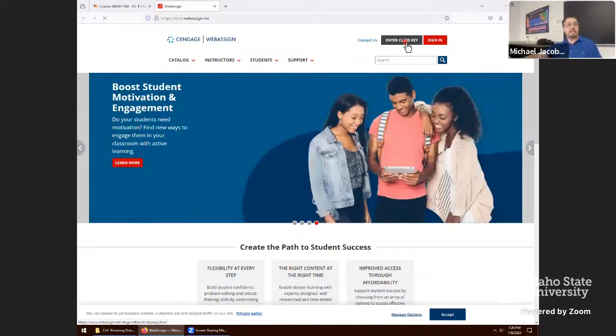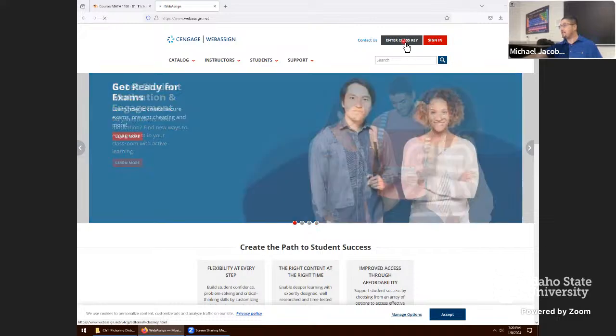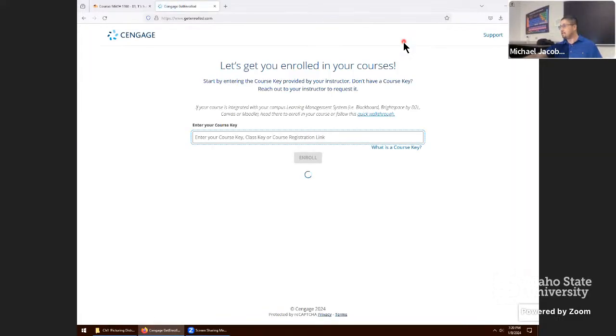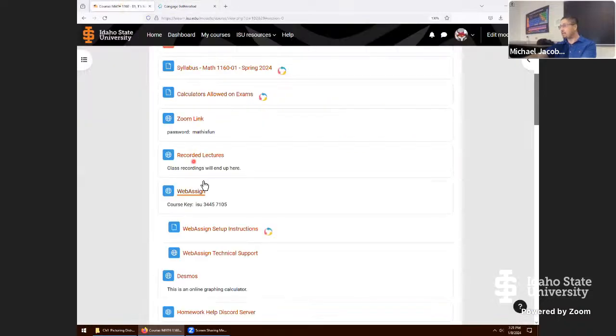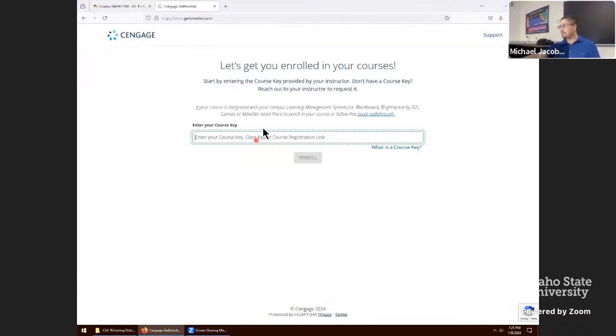If you click on enter class key right away over here, then they want your course key. They change it from class key to course key, but it's still the same thing. And you can find that right here, the course key. What I would do is just use your mouse to copy this and directly paste it in. That's probably the easiest way to get through.